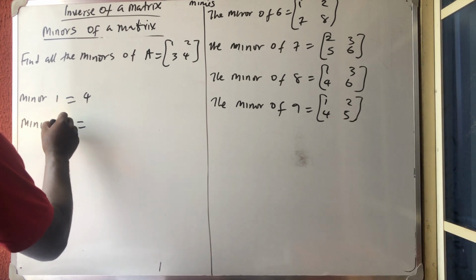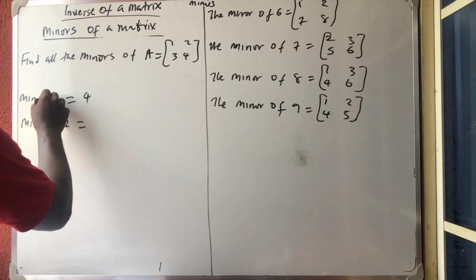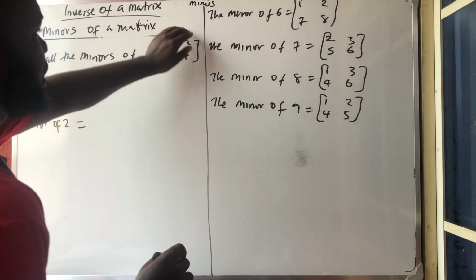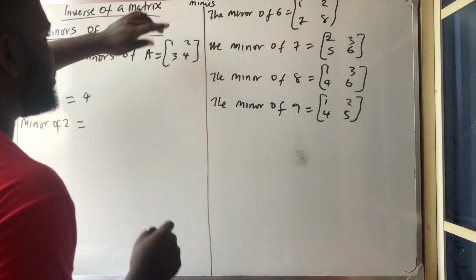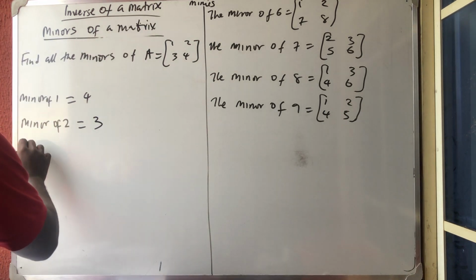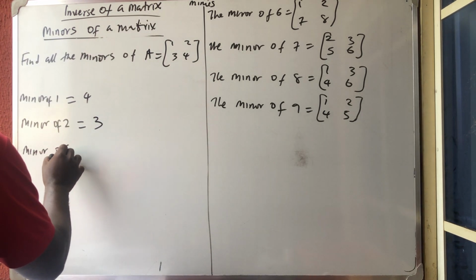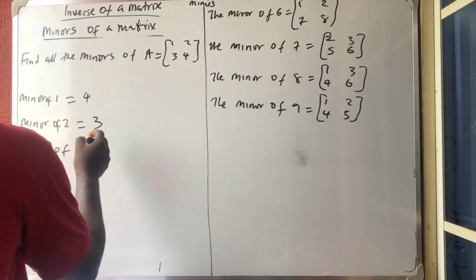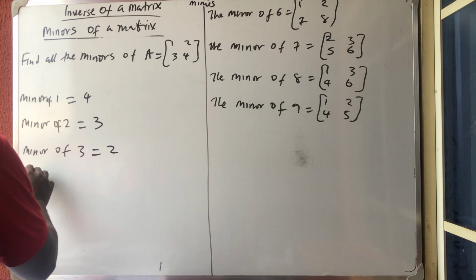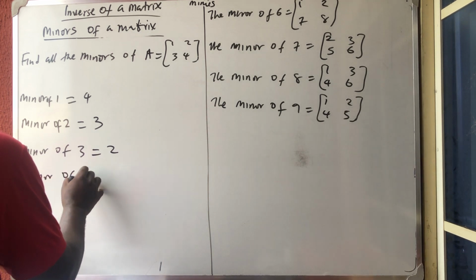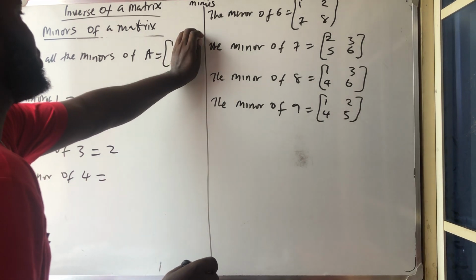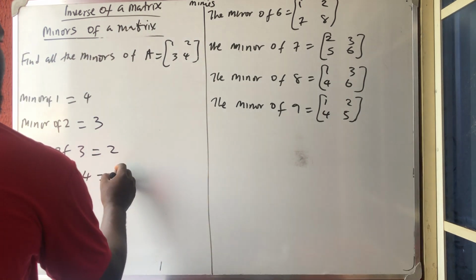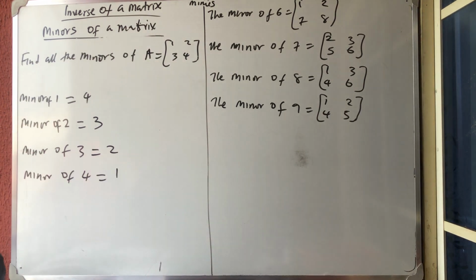So minor of 2. Look at 2 here. If I close the row and column of 2, I'm having 3. So minor of 3. Look at 3. Close the row and column of 3. I'm having 2. So finally minor of 4. Close the row and column of 4. I'm having what? 1. Okay, as simple as that.